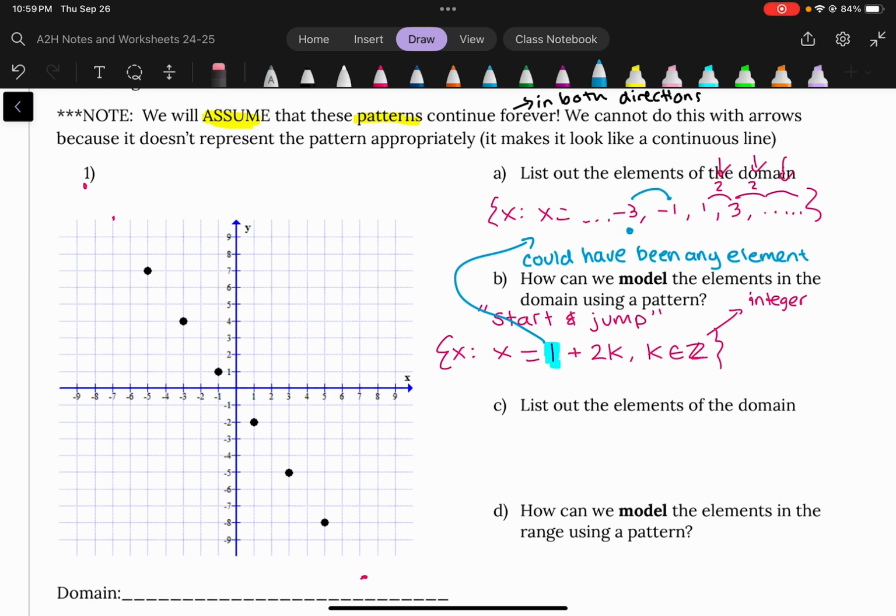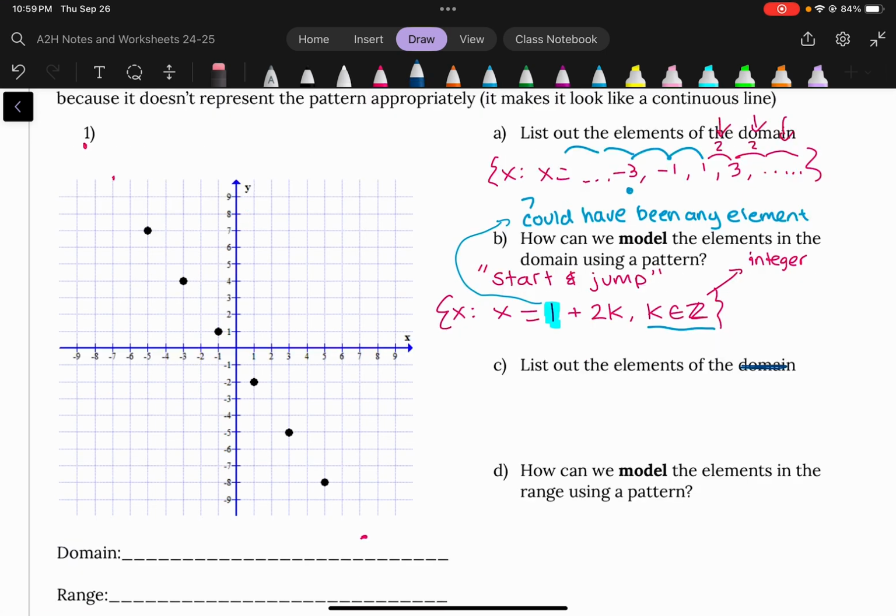Okay? All right, let's check it out for range. List out all the elements. I'm sorry, that should say range. So now I start to do the same thing with the y's. I see -2, -5, so y such that y equals... Oh, sorry. Let me go from -5, -2, 1.